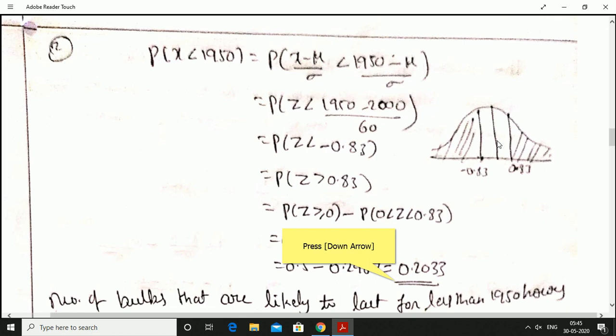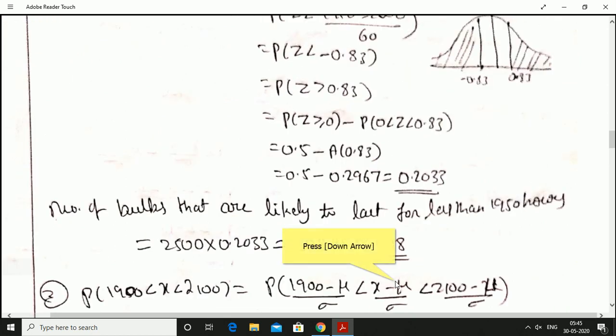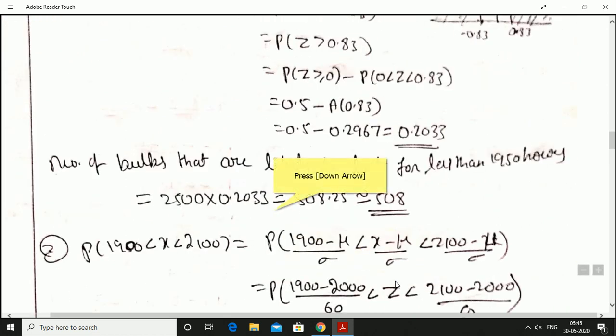Again from the table, look at the value at 0.8 and 3. That value is 0.2967, so 0.5 minus 0.2967 is 0.2033. The number of bulbs that are likely to last for less than 1950 hours is 2500 into 0.2033, which comes out as approximately 508.